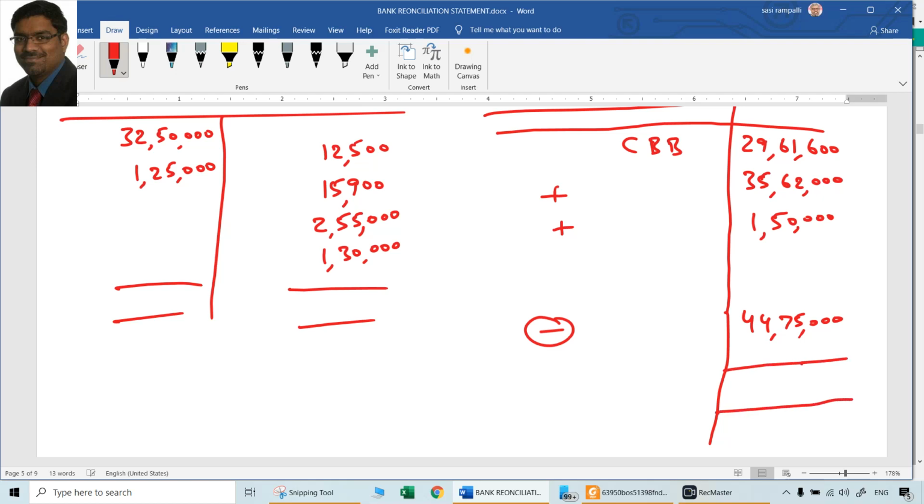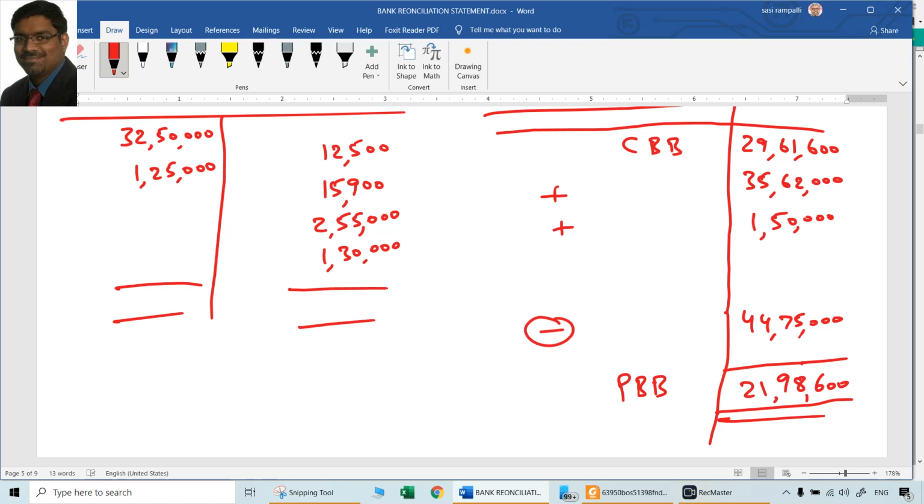That's all. After that, there are two things to be added and one thing to be deducted. This is a positive balance, so start with that. Add 35,62,000. Add 1,50,000. Deduct 44,75,000. So what is supposed to be the balance as per passbook? Favorable balance. That is 21,98,600.